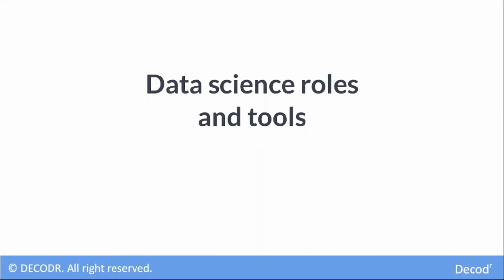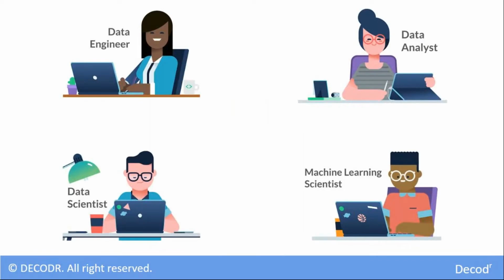So in this chapter, we are going to learn about the different data roles and the tools that they use. You might be surprised to learn that there isn't a single job within data science. Generally, there's four jobs: data engineer, data analyst, data scientist, and machine learning scientist. So let's explore each one.